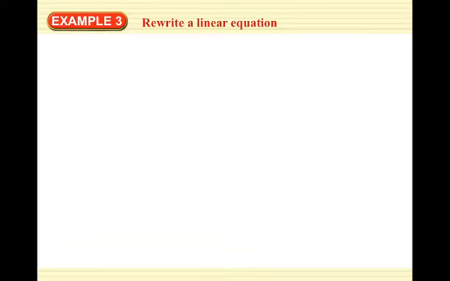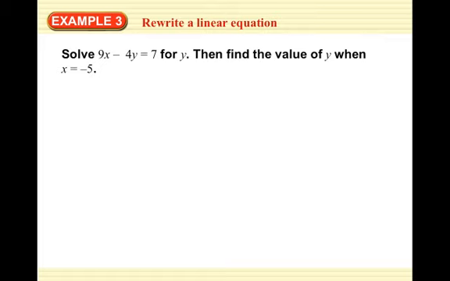Welcome back. This is video 2 of lesson 1.4 for Algebra 2. Remember, we're rewriting formulas and equations, and we're going to focus in on rewriting a linear equation. So, for example 3, we're going to solve 9x minus 4y equals 7 for y. Then we're going to find the value of y when x equals negative 5.